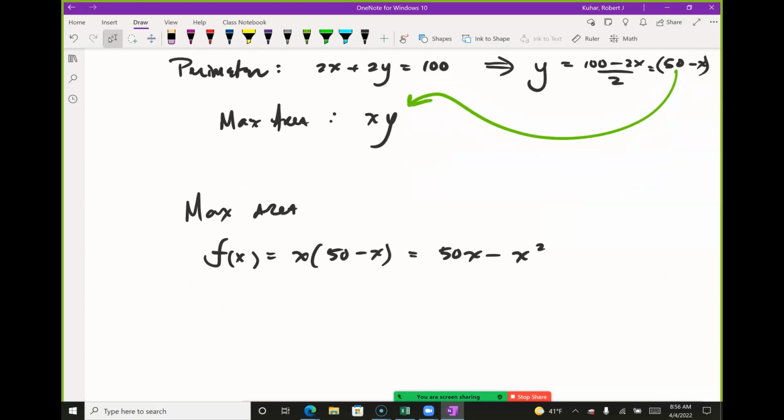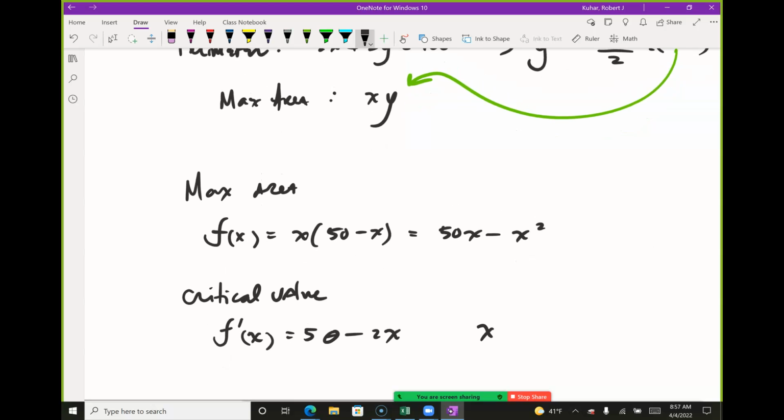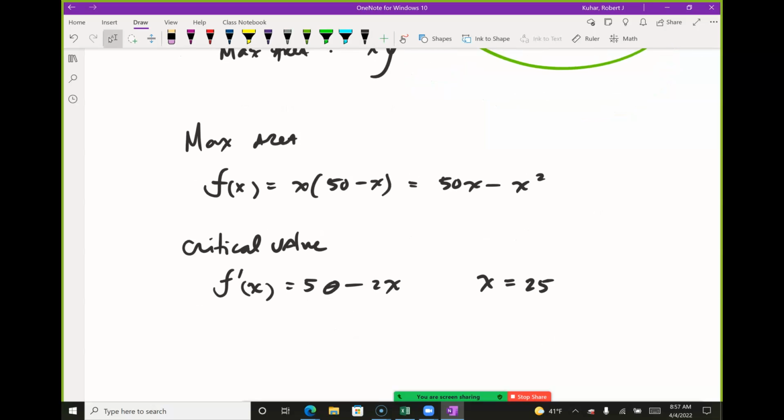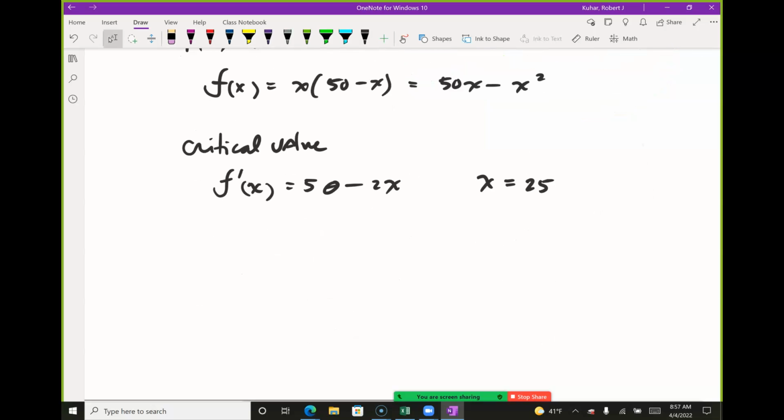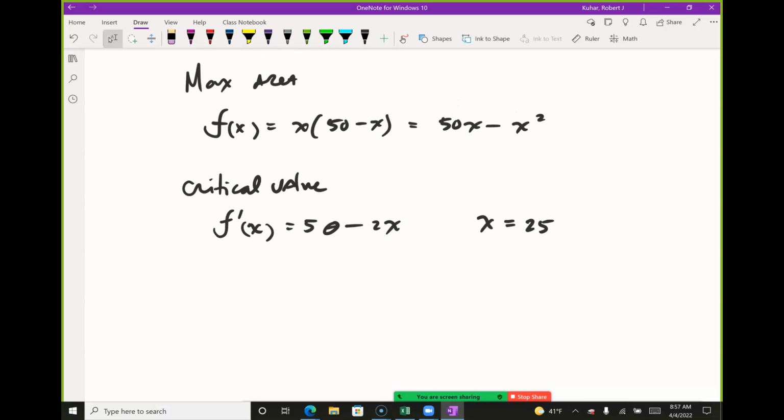So what do I do? Critical value, right? So I get f prime of x is going to give me 50 minus 2x. So x equals 25. Well, it's kind of boring. If x is 25, the other x is 25. How much is left is 50, so y is 25 also, right? So I can already see it's a square. So my max area turns out to be a square in this case.